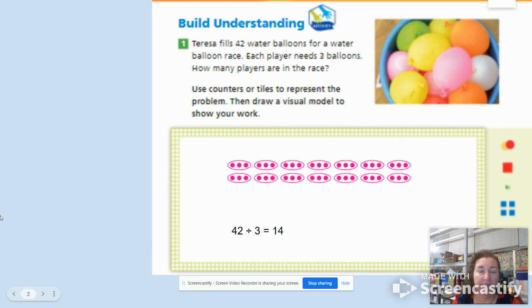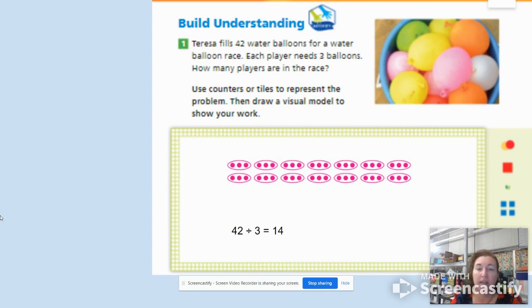The first thing we did is we took a word problem that was a division problem, and we had counters. We had little circles. This division problem was 42 divided by 3. So we made groups of 3 with our counters. We took all of the counters and made groups of 3. And after we were done, we could count how many groups we had. And we ended up with 14 groups. So 42 divided by 3 equals 14.